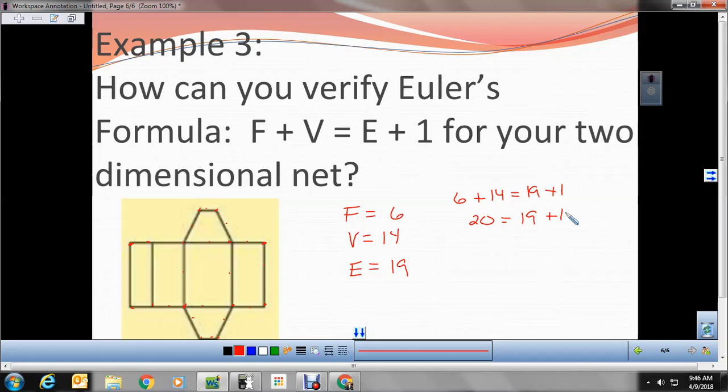So once again, why would this change? Well, it's because we've unfolded it, and where these 2 edges would normally touch, instead of being 1 edge, now we have 2. So our numbers have all changed.